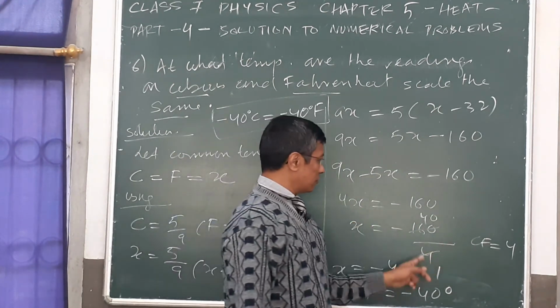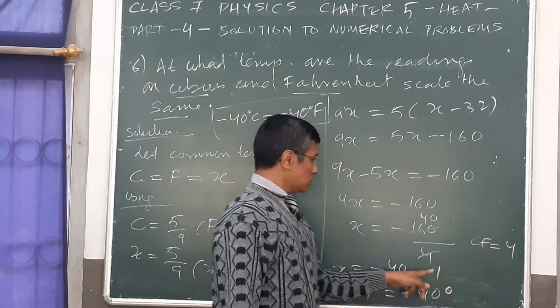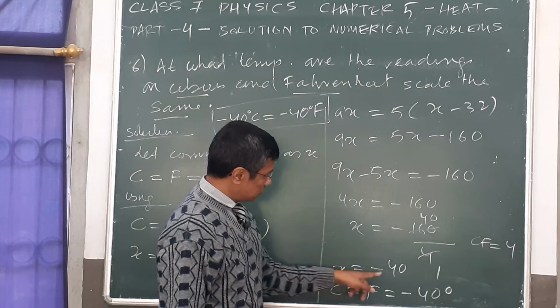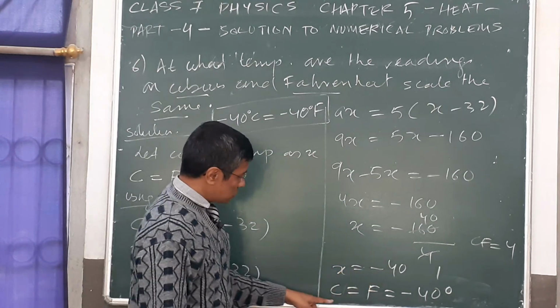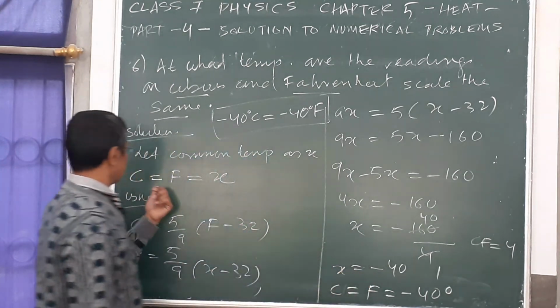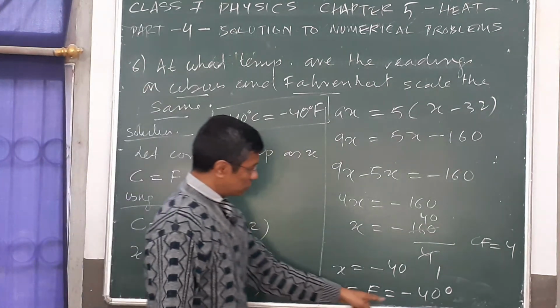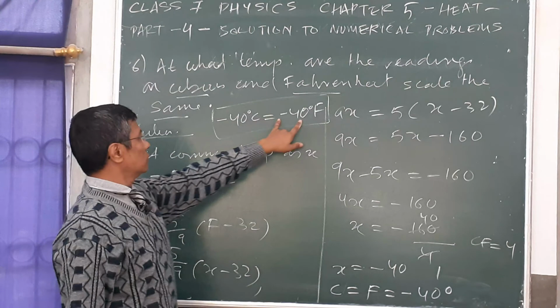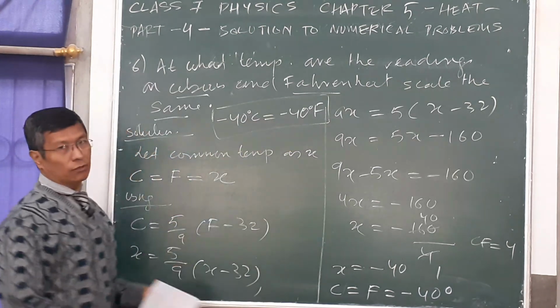So common factor between 4 and 160 is 4. So 4 1s are 4, 4 40s are 160. So x is minus 40 degrees. So since we have taken the C and F both equal to x, C and F both equal to minus 40 degrees. So essentially minus 40 degrees centigrade is equal to minus 40 degrees Fahrenheit.